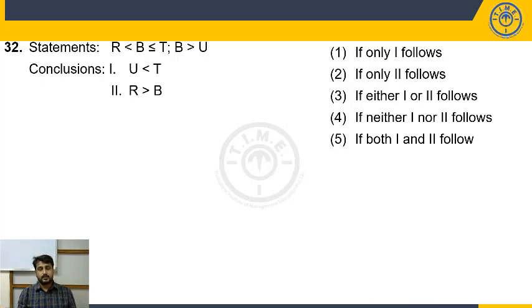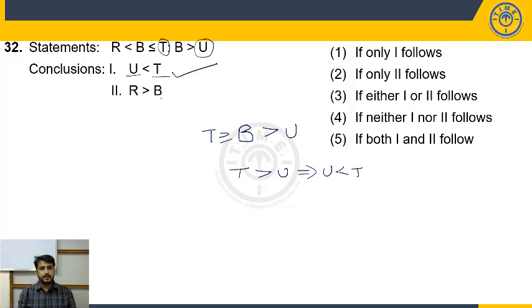Now, let's look at the statements. The first conclusion is between U and T. U is here and T is here. To combine U and T, the common statement is B. So take B. And the B to U relation is what? B greater than U. U to T relation: B to T relation, B less than or equal to T is as good as T greater than or equal to B. So what is the relation that I have between T and U? T is greater than U, which implies U less than T. So 1 follows.